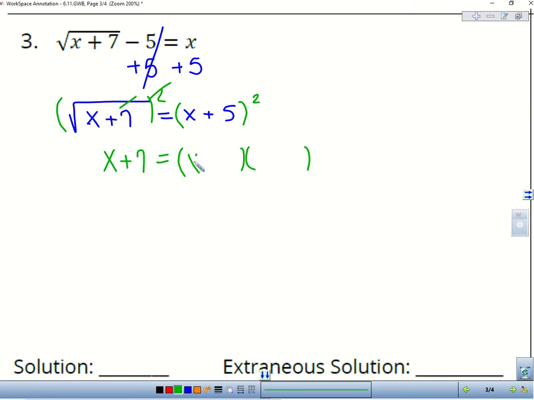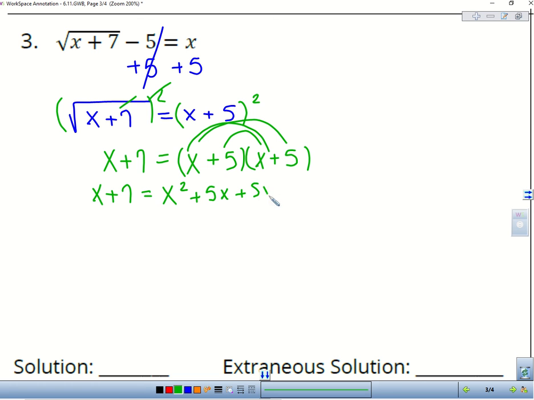And here's the thing that a lot of people mix up. They think you can just square the x and square the 5, but you can't. You have to treat it like a binomial times a binomial. So you either have to do FOIL or the box method here. I'm going to be using FOIL, but if your preferred method is the box method, go ahead and do that. So this side is going to stay the same. First times first, outer times outer, inner times inner, last times last. These are like terms, right?